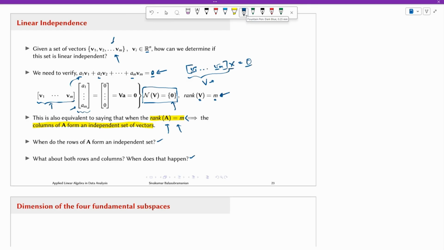What is the rank then in this case? The rows are all linearly independent. That means the rank has to be the number of rows. Right? It's 2. And that's essentially the point here. If the rank is equal to the number of rows, then the rows form a linearly independent set. Or if the rows form a linearly independent set, then the rank of the matrix is the number of rows.